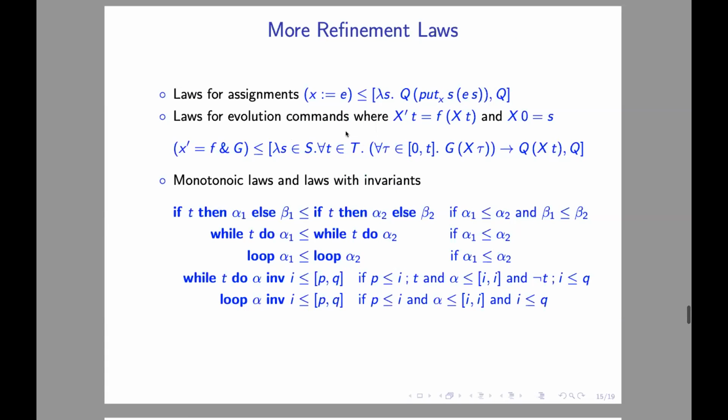For assignments and evolution commands, notice that they correspond exactly to their corresponding Hoare triples. So for assignments, we need to satisfy the traditional refinement law, and for differential equations, we need to supply the solution to the initial value problem with the same condition, saying that the postcondition should hold along the trajectory, and also the boundary condition should hold at every initial segment of the trajectory. To increase proof automation, we have added laws, monotonic laws, and laws with invariants, just as before. And for an example, you can look at our papers, or if you want to see them later in the questions, I can show you a little bit how we do refinement with the components.